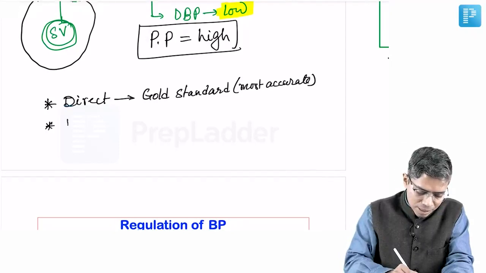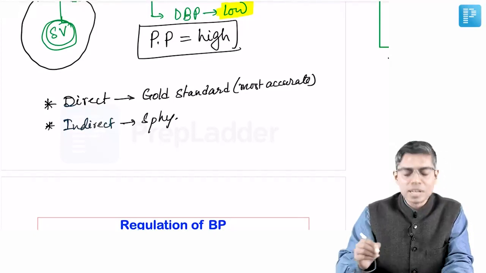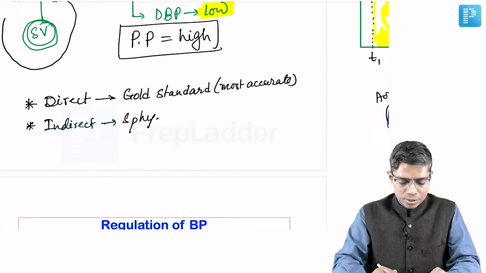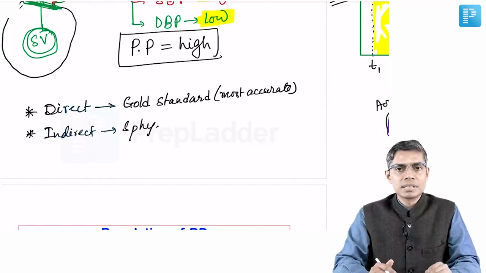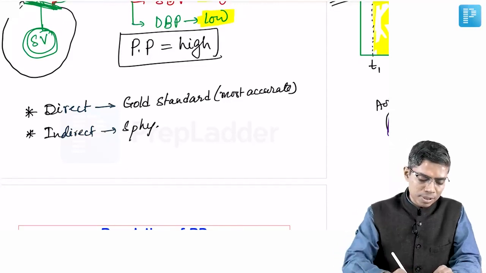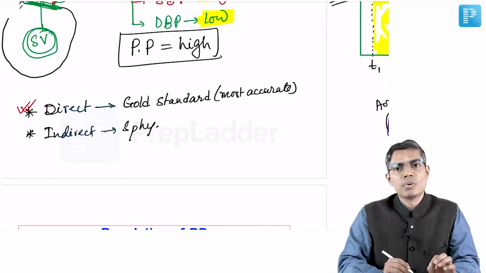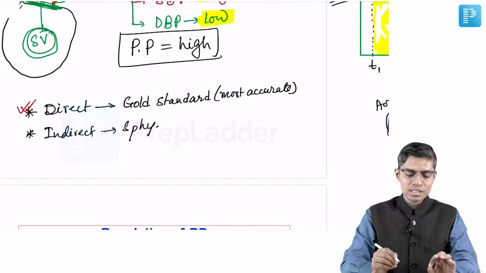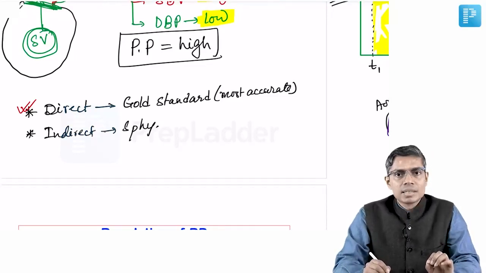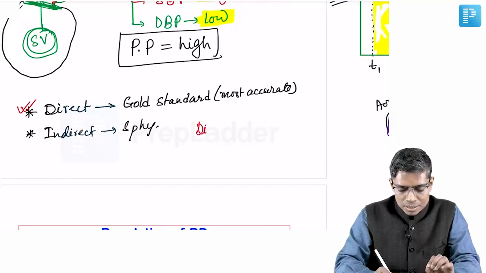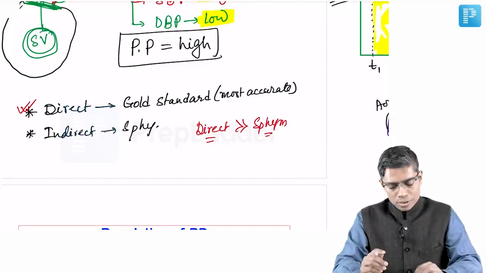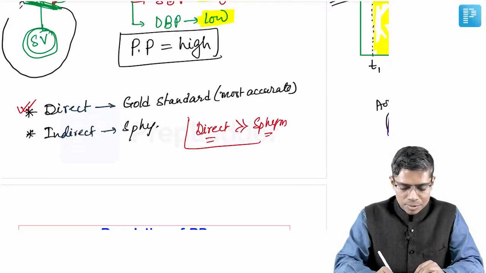But we use the indirect method, and the indirect method is nothing but the sphygmomanometer principle. Now there is a controversial question: does the sphygmomanometer measure higher or lower? Always remember, intra-arterial blood pressure is always higher than that of the sphygmomanometer measurement, right? So please remember that the direct measurement of blood pressure is always higher than the sphygmomanometer measurement, right? Okay, so this you have to remember. This is a controversial MCQ, remember this.